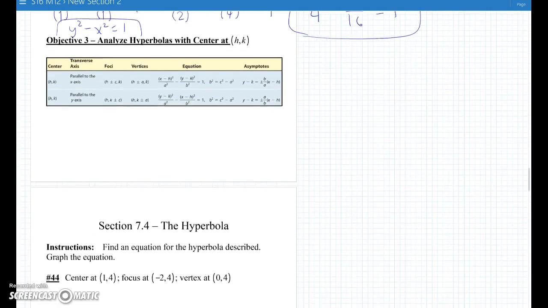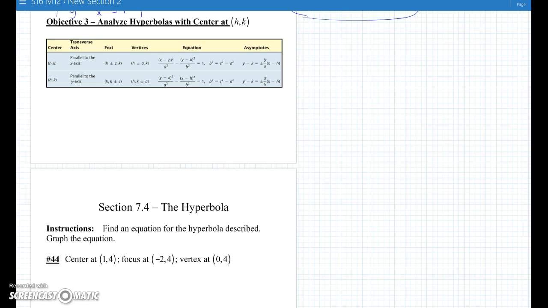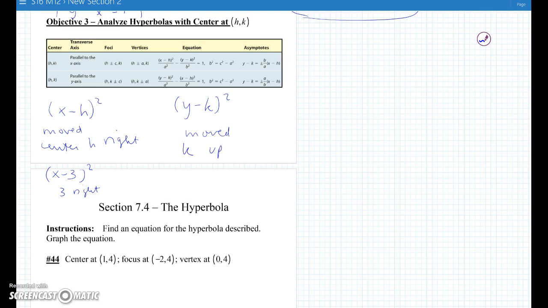This is part 2 of the movie about hyperbolas, where we're going to allow the center to be somewhere not the origin. And just as with the ellipses, you're going to see that when you have x minus h in the square, that means we have moved the center h to the right. So if you see x minus 3 squared, we moved it 3 to the right. And if you see y minus k squared, we've moved the center k up. So if you see y minus 5 squared, it's 5 units up where the center is.